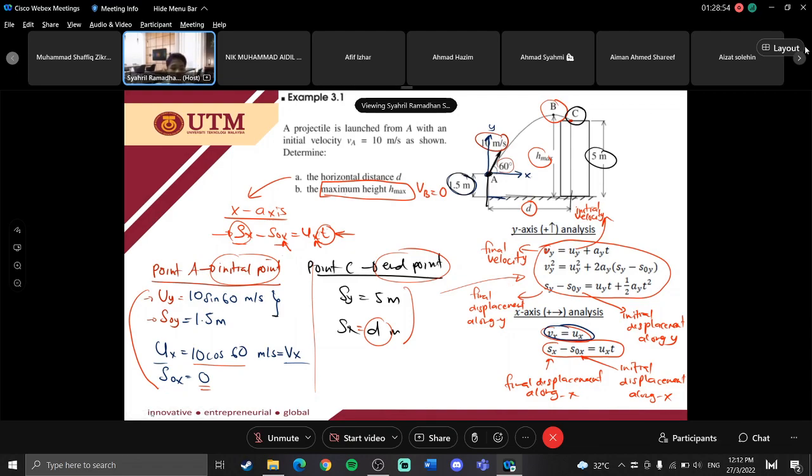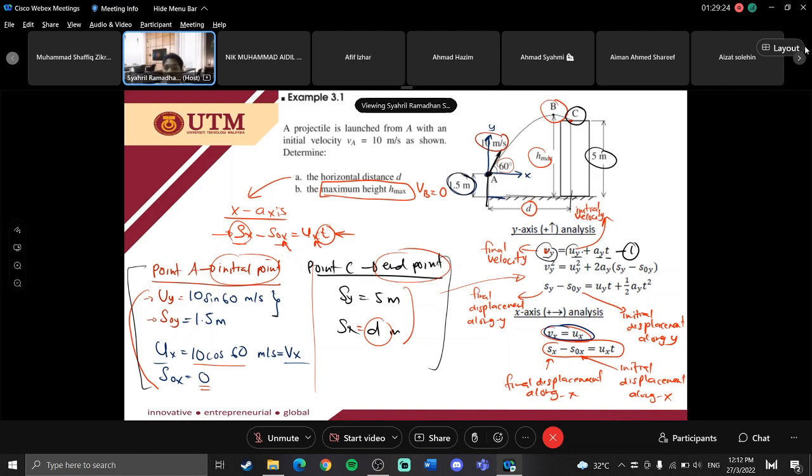All right. So if we go to the first equation, this is the first equation on y. So you have vy, uy, ay, and t. Okay, vy. So if you look at this information here, there is no final velocity. So you don't have the information of final velocity, meaning that you cannot use this equation, because you only know uy and ay.